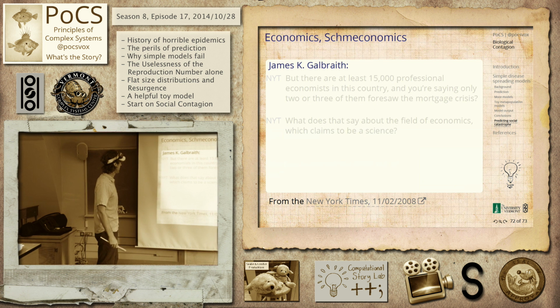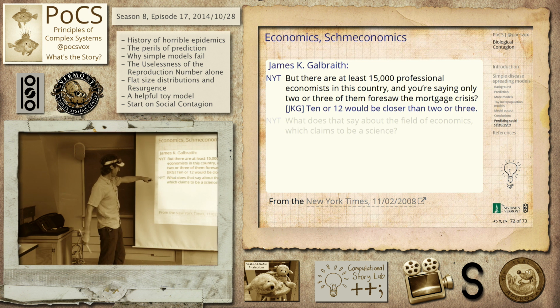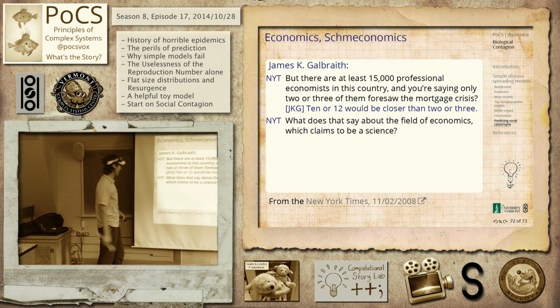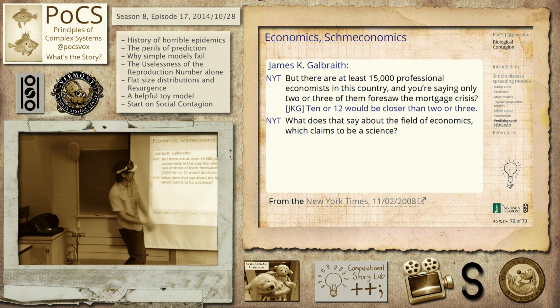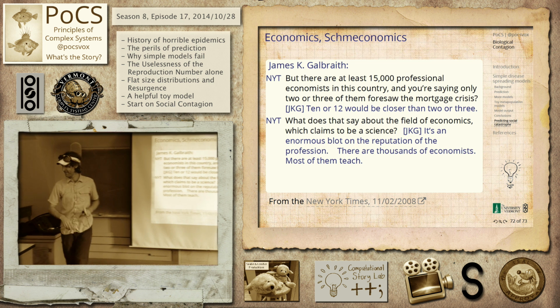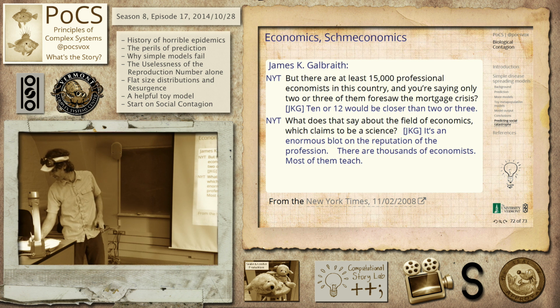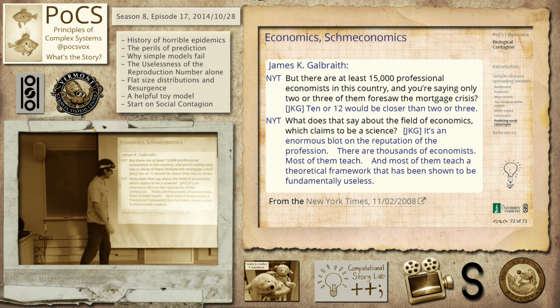This is James Galbraith. There are at least 15,000 economists in this country, and you're saying that only 2 of them foresaw the mortgage crisis, 2 or 3 of them, maybe 10, right? And what does that say about the field? Obviously, we're pandering to the crowd here, which claims to be a science. It's an enormous blot on the reputation of a profession. Tens of thousands, most of them teach. God, they'd hate me for saying this. And most of them teach a theoretical framework that has been shown to be fundamentally useless.